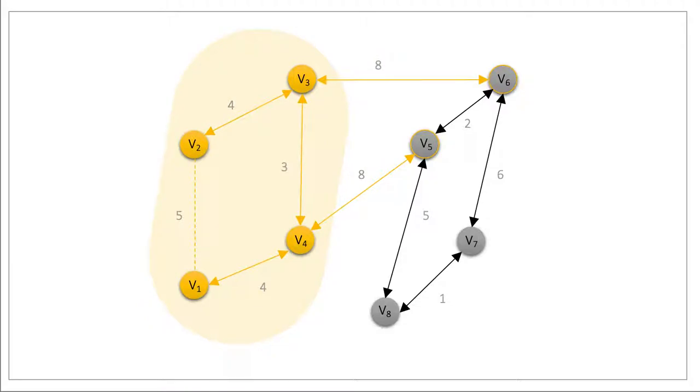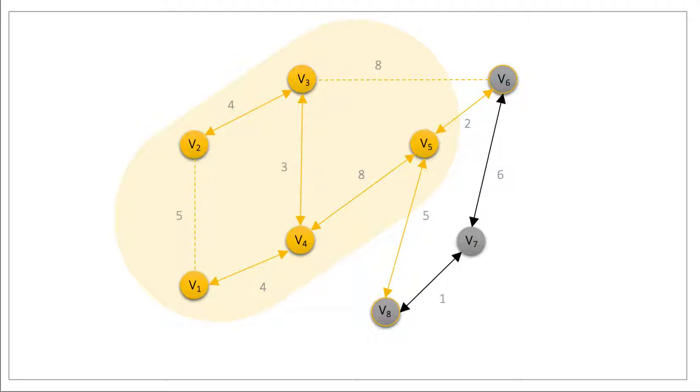V2 in. And here we can see that the edge between V1 and V2 is dotted, so it represents that this edge is not going to be used in our minimum spanning tree. So now, of the two edges that are coming out of the cloud, they're both 8. Depending on which data structure you're using, I'm going to pull in whichever of these two was added into the queue first. So we'll be using V5.